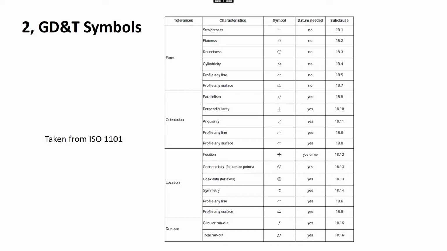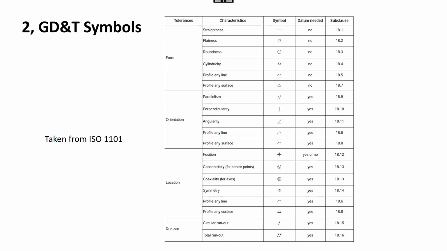Form tolerances, no datums. There's a little bit of confusion sometimes on the positional tolerance as to whether you need datums or not. Now this table actually says yes or no. It's quite an old table this. Some of the standards change from year to year, and with some of these standards, I think there's a later version of this ISO 1101 now. I think there's a new version that came out in 2017.